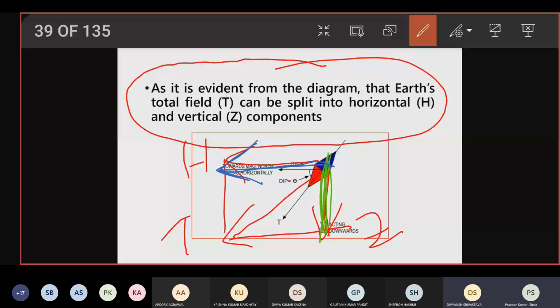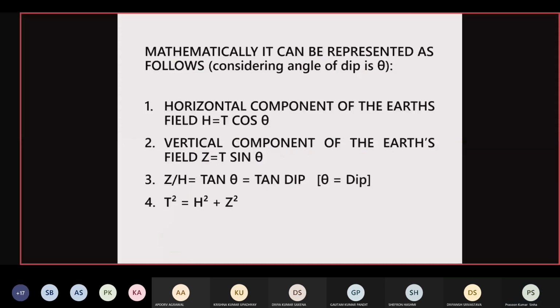Sir, H is T cos theta, Z is T sin theta. Very good. And that is what you are going to see in the next slide. H is T cos theta. Z is T sin theta. Z by H, of course, is tan theta or tan dip angle.